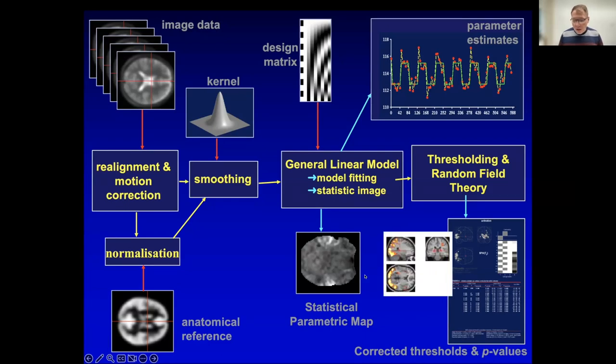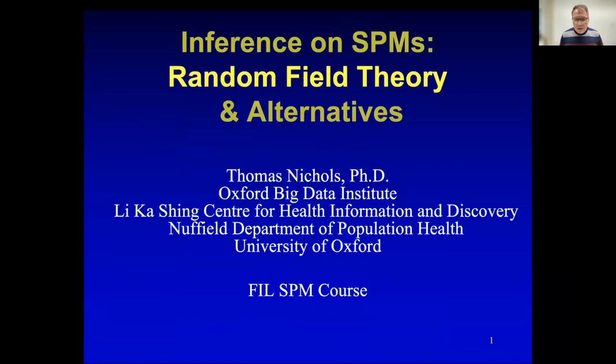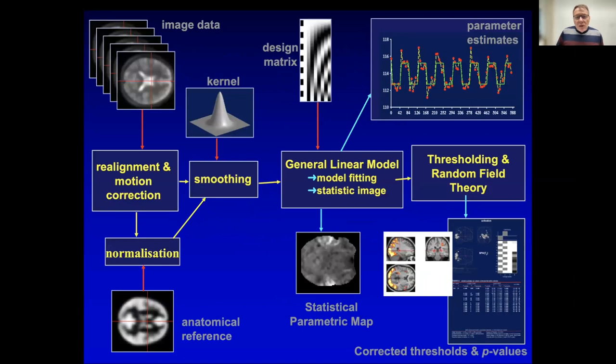Right. So my lecture, as I said, is on random field theory and some other alternatives that we can use. This talk fits in really at the end of a lot of other things that you've learned about. So you've learned about how to do pre-processing, how to do smoothing, how to construct a model, and come up with contrasts that interrogate that model.